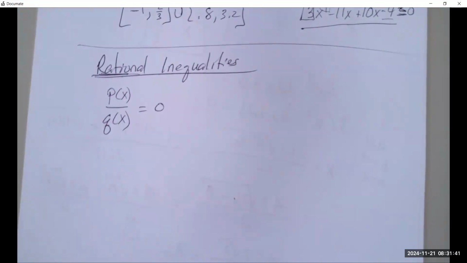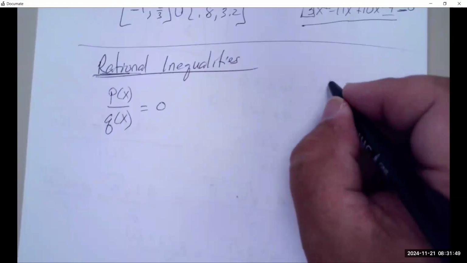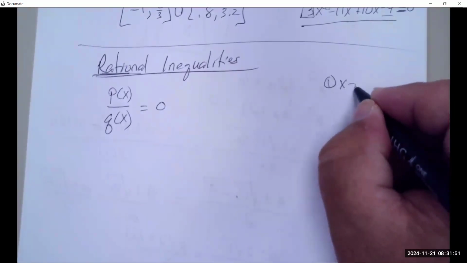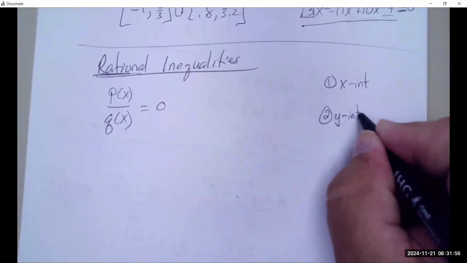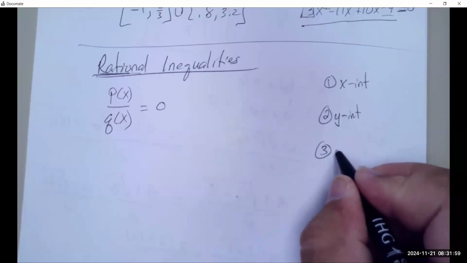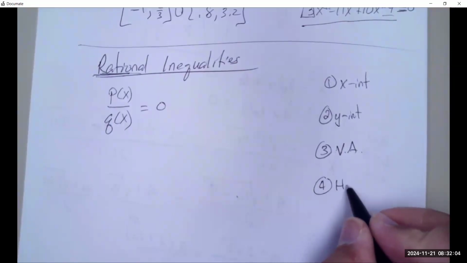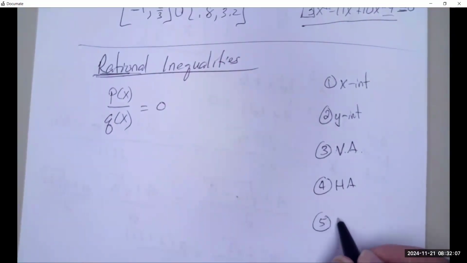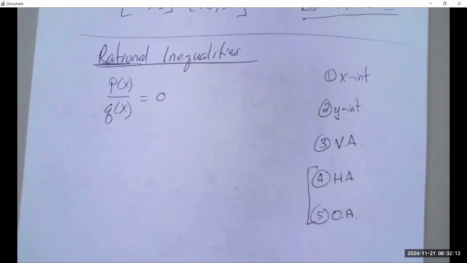Now, to help us graph these, we have to find 5 things. First thing, we find the x-intercepts. Second, the y-intercept. Third, the vertical asymptote. Then the horizontal asymptote. And then oblique asymptote. Note, only one of those two exists. You either have a horizontal or an oblique, or neither.